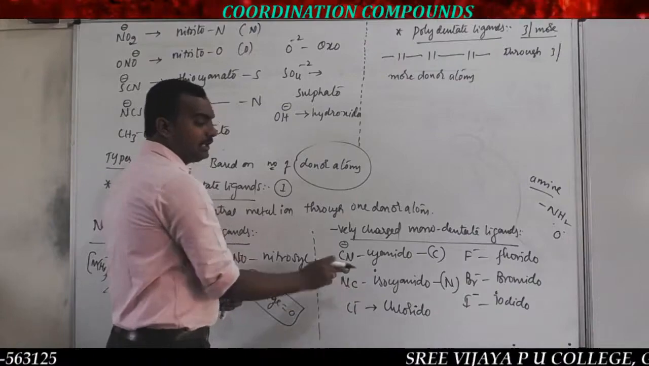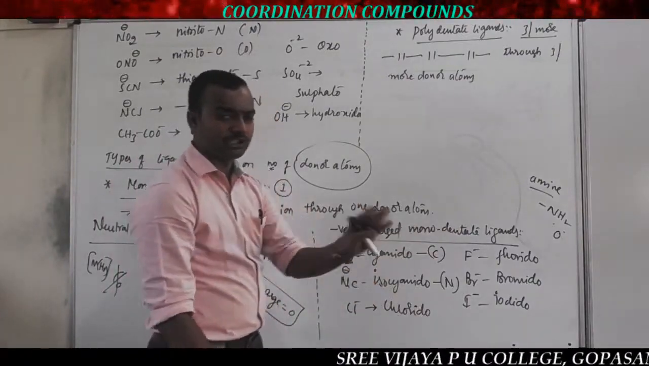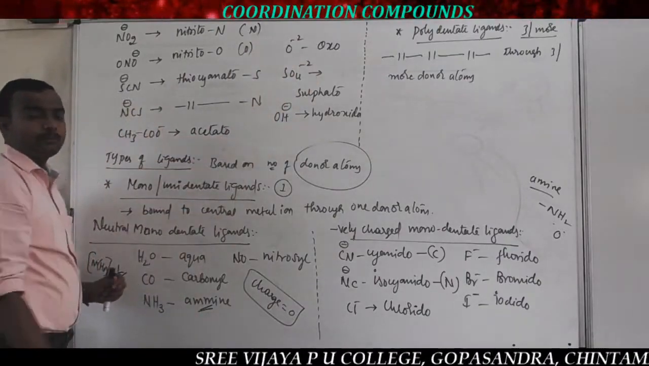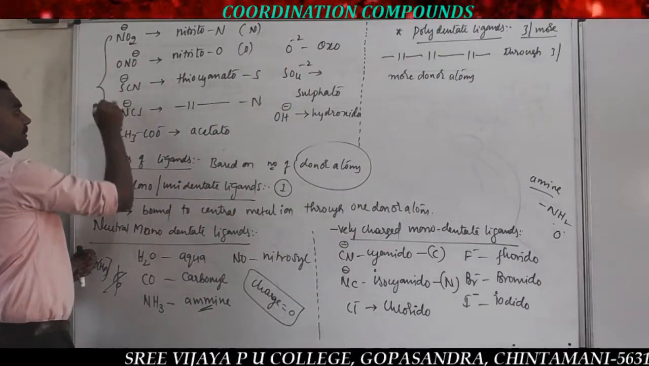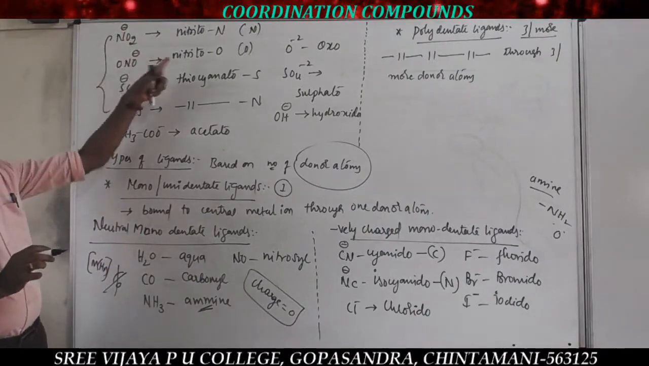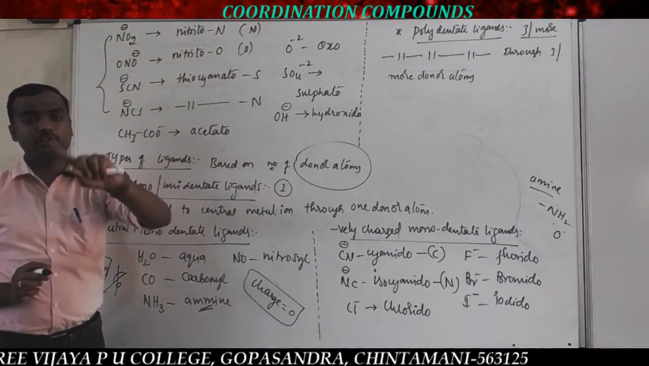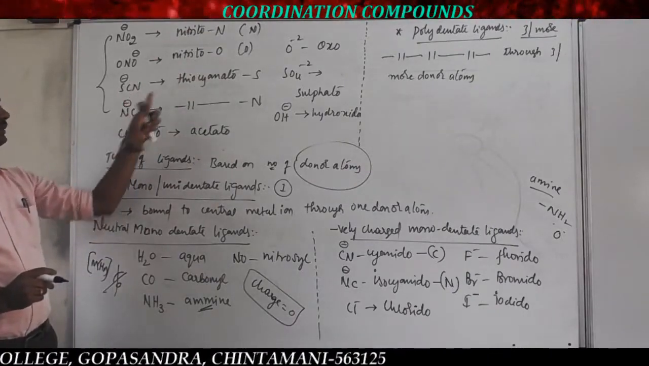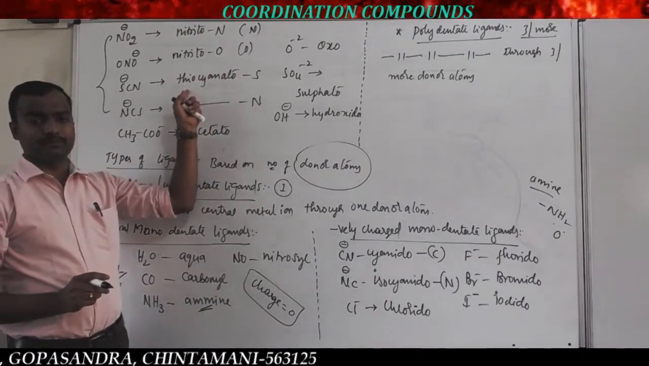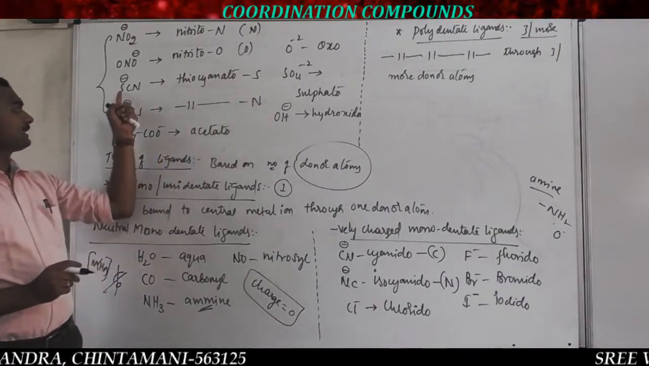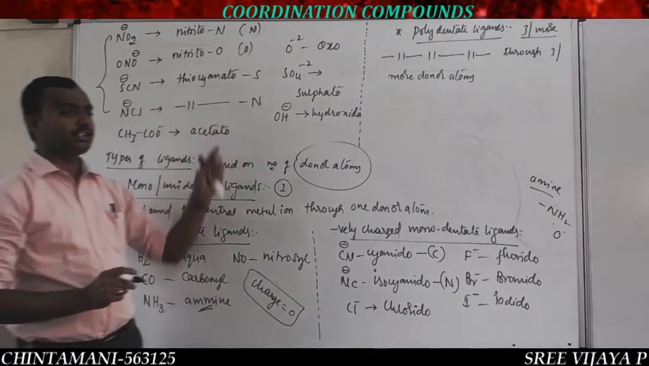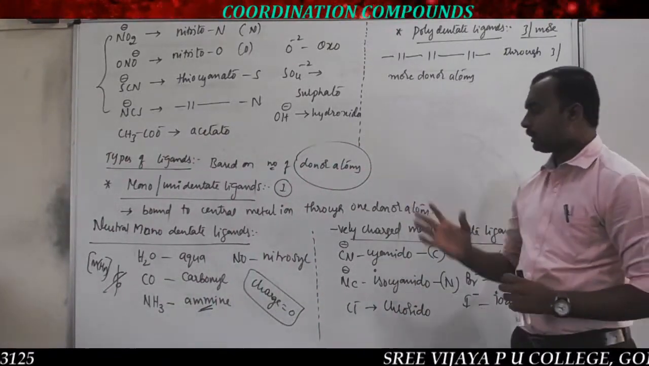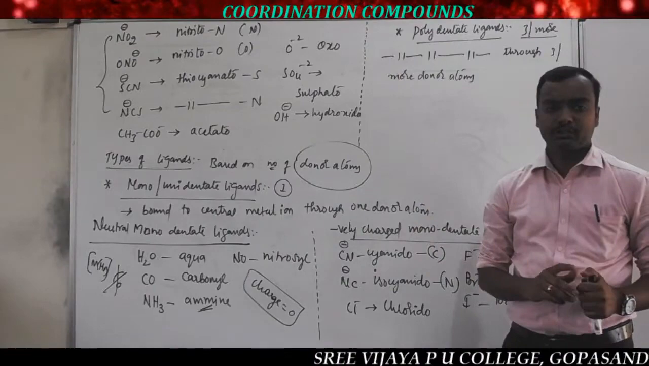And these are examples of negatively charged monodentate ligands. Almost all have charge minus 1, and for some there is a chance of minus 2. Based on the donor atom, some can be differentiated, especially in these cases: NO2 minus, ONO minus, which we call nitrito. Nitrito-N, nitrito-O, SCN minus, NCS minus, thiocyanate. Thiocyanate-S, where S is the donor atom. NCS minus, thiocyanate-N, where N is the donor atom. So that's about neutral monodentate ligands and negatively charged monodentate ligands.